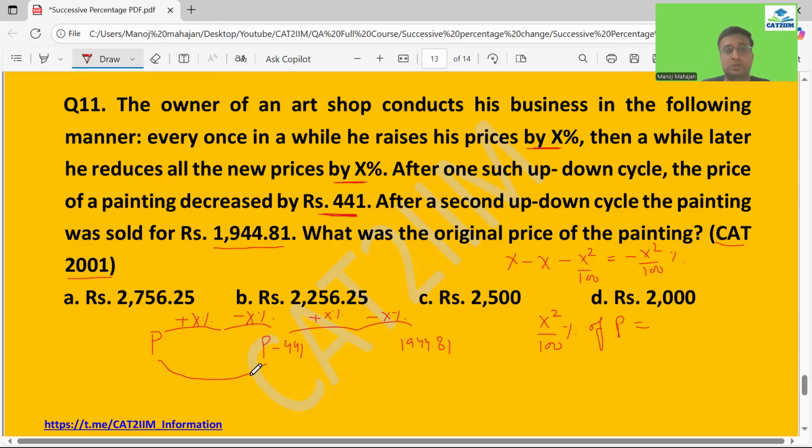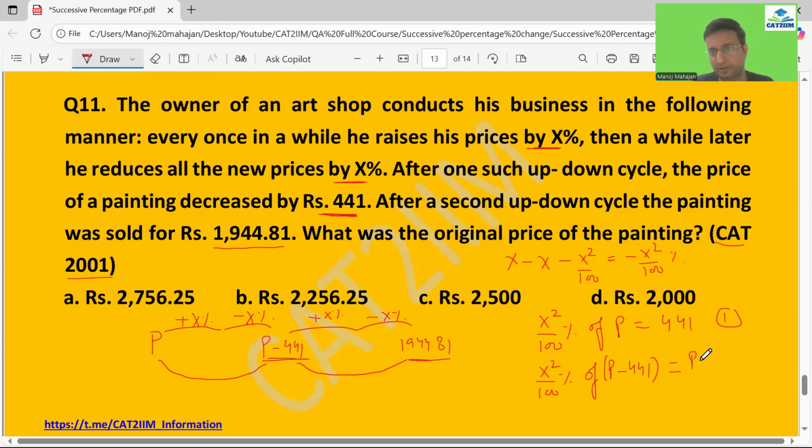In terms of value, this should be the difference between P and P minus 441, that is 441. That's equation number 1. Equation 2, again, I can look at the same percentage change over here. So can I put over here x square by 100% of what? Not of P, this time P minus 441. And don't put 1944.81. It is actually the difference between this value and this value.